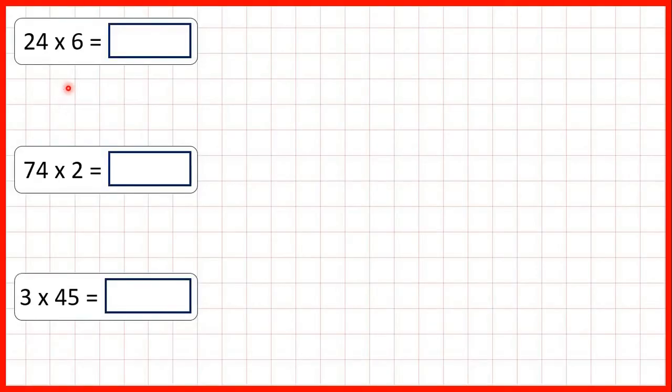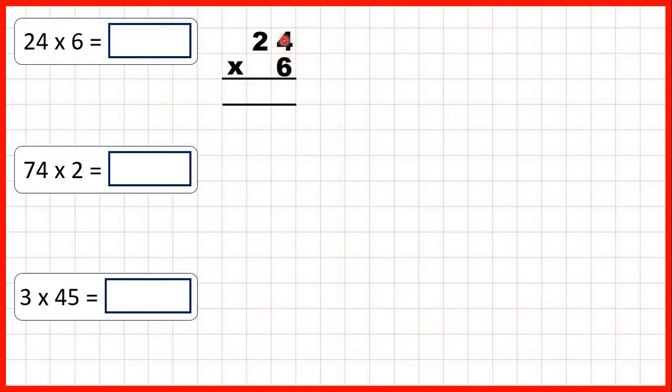Now we're going to multiply using short multiplication, but this time we're going to get 3-digit answers. So first we have 24 times 6. We can set the question out like this with our 2-digit number on top and because we're using short multiplication, we only need one answer line.